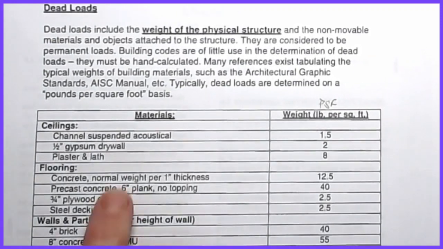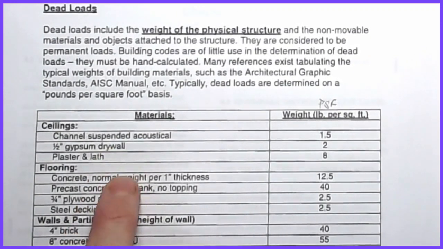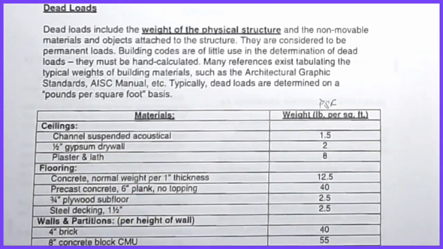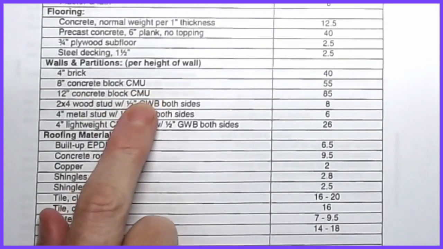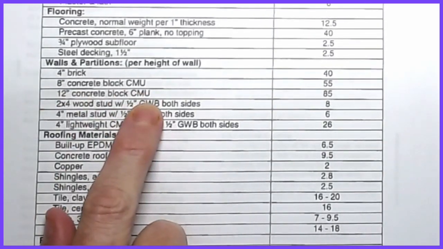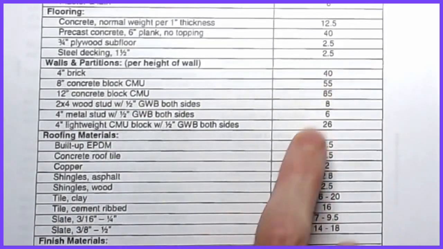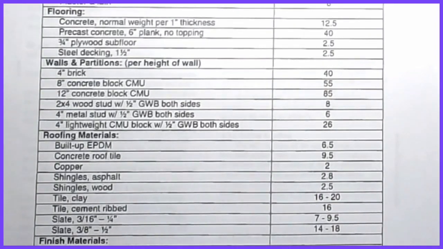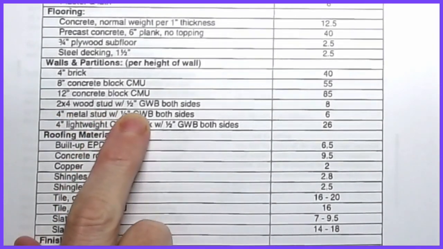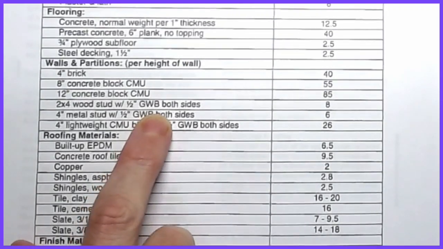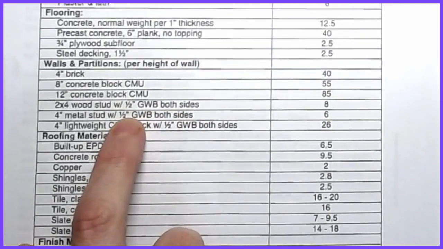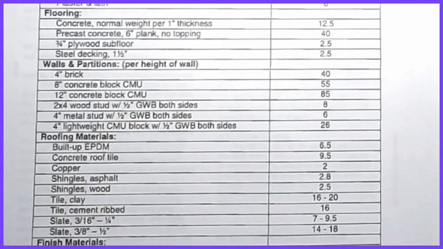Okay, so we've got things like acoustical tile hanging from the ceiling. I've got gypsum drywall. We get down into here's our 4-inch brick, our 8-inch CMU. This one even has 12-inch on its table, and you can see there's a little bit of a difference in the values that I was showing you. But again, it depends on your resource. You have to use your engineering judgment to say, does this make sense? Okay, you'll see things like 2x4 wood studs with 1/2-inch GWB. GWB is gypsum wallboard, all right?